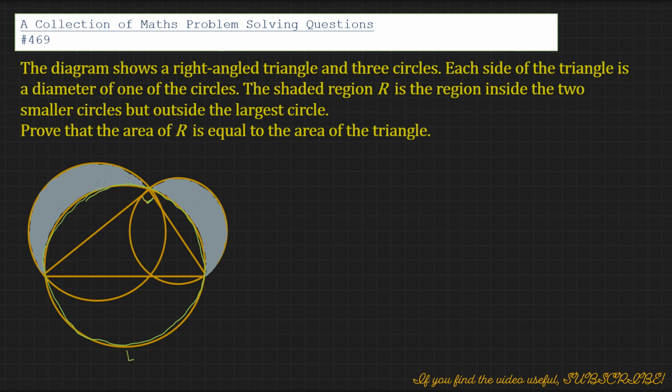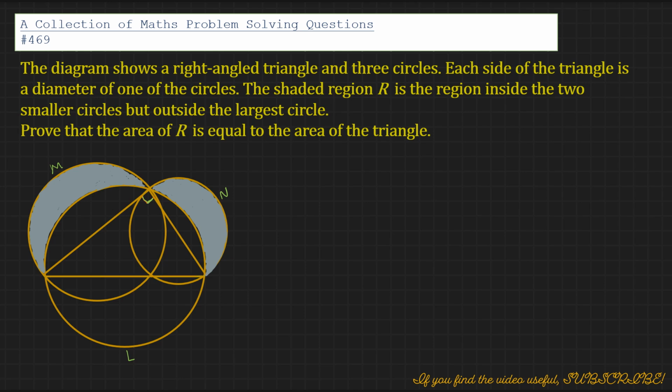So if I call this L, and then they have the next circle, so I can call this circle M, and then the smaller circle finally I'd call N. So this is a circle, and then it says each side of the triangle, the right angle triangle, is a diameter of one of the circles. So each side, therefore this is the diameter of the circle L.